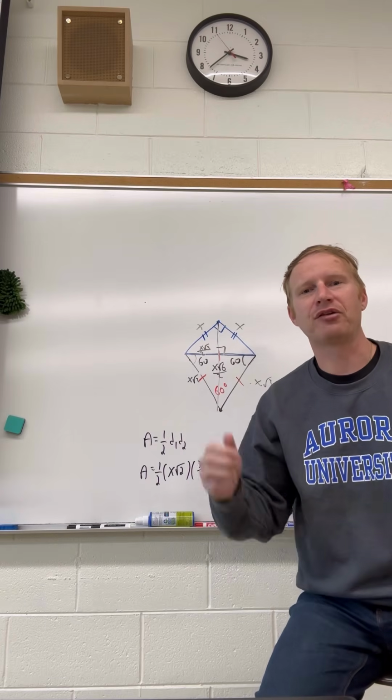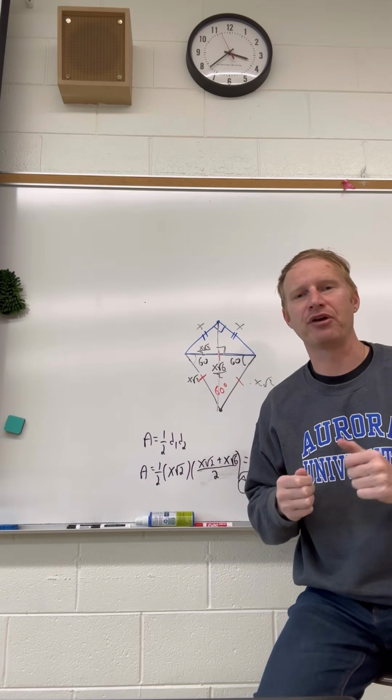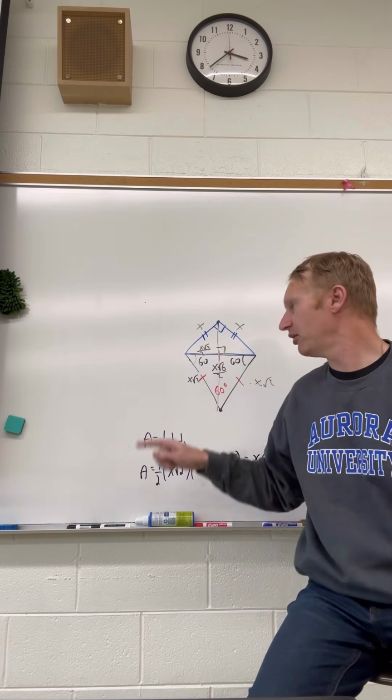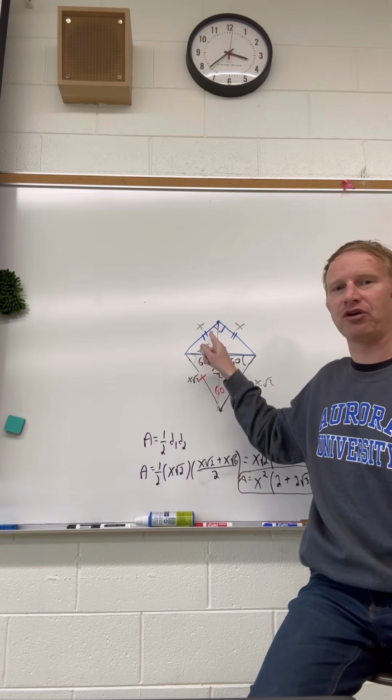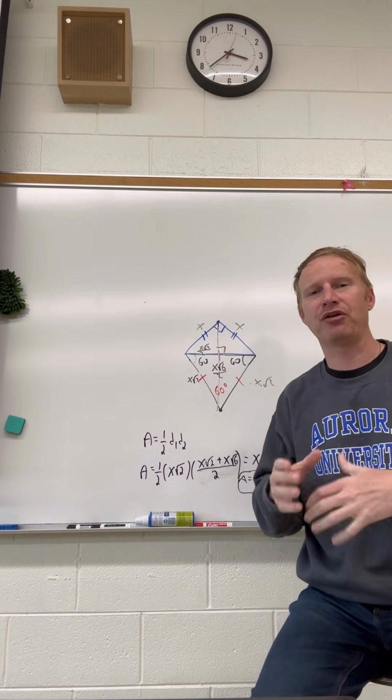This is fascinating. It's about that kite I was talking about in my earlier video. Watch that video if you haven't watched it yet. We have an equilateral triangle here and then a right triangle here. We stack them on each other and we get a kite.